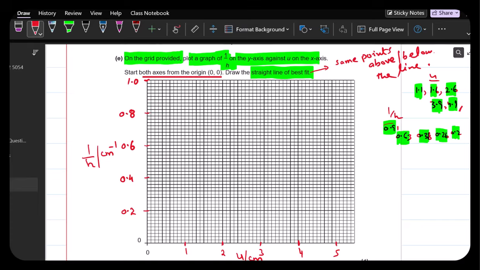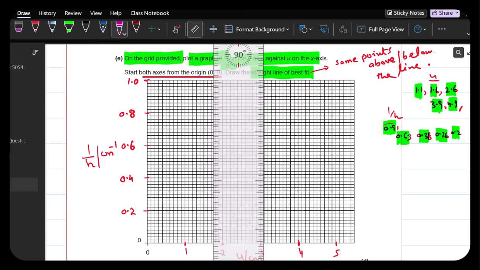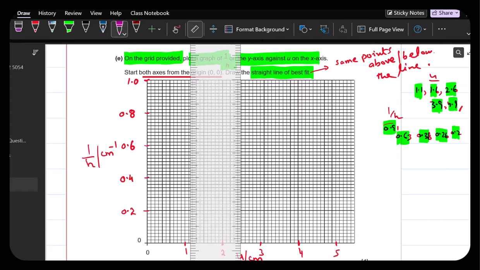Now we have to mark the point. Life is easy now for us. So at 1.1, we have the value 0.91. So 0.91 is somewhere here. You can use a scale so that this is your 1.1. So 0.9 is on 5 boxes. So it will be somewhere here.